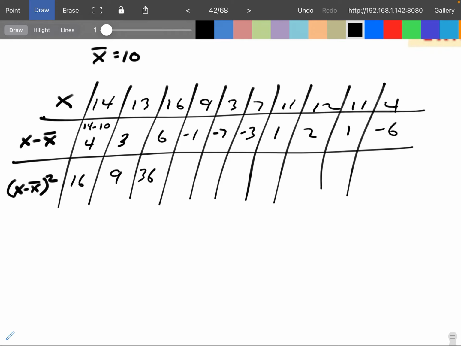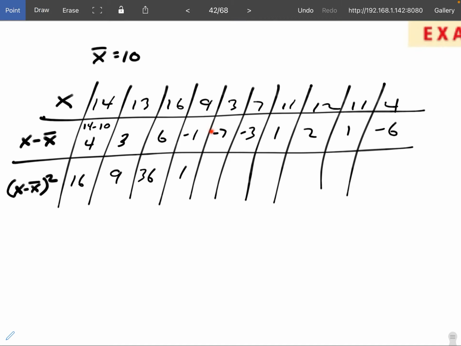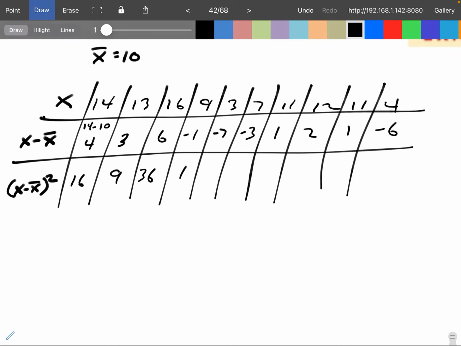Now, when you get to the negative values, well, negative 1 squared, that's negative 1 times negative 1. That's positive 1. When you go to do this one right here, negative 7 squared, well, again, that's negative 7 times negative 7, so that's a positive 49. So negative 7 squared is 49. Negative 3 squared is 9. 1 squared is 1. 2 squared is 4. 1 squared is 1. Negative 6 squared is 36. There you go.